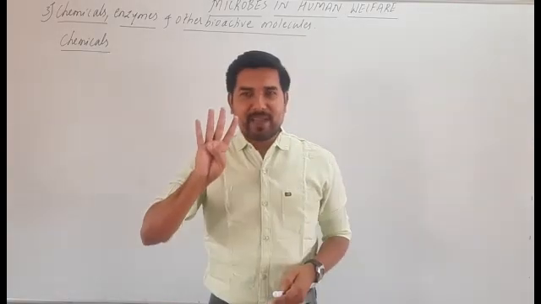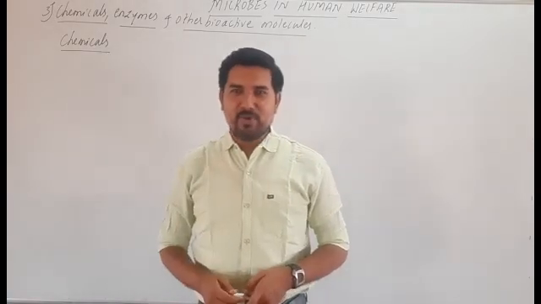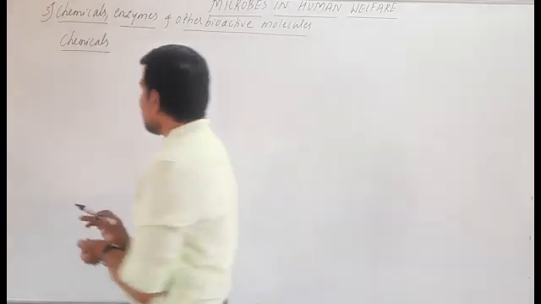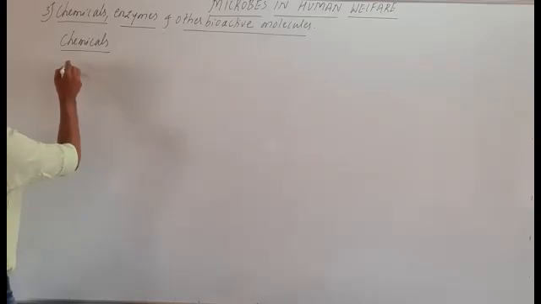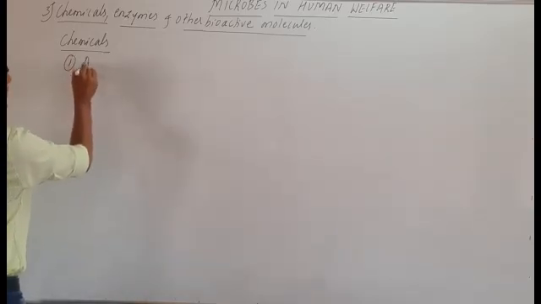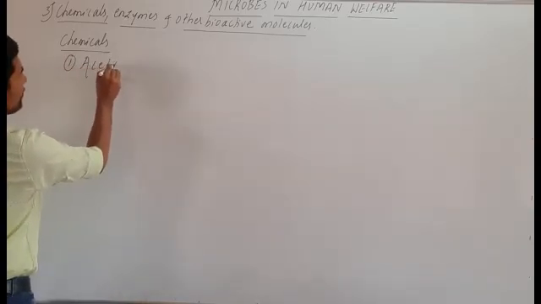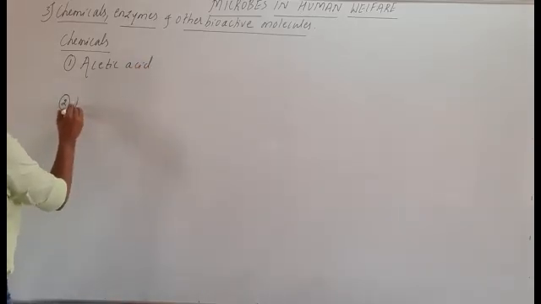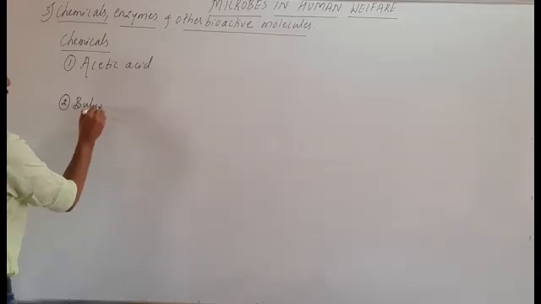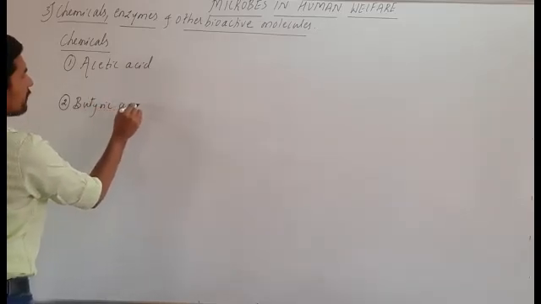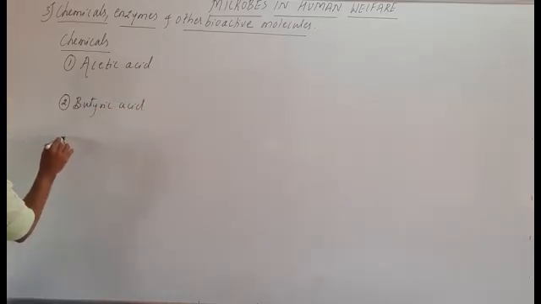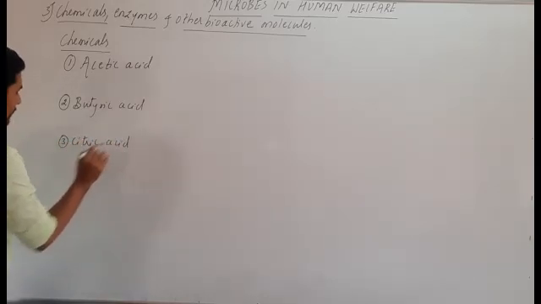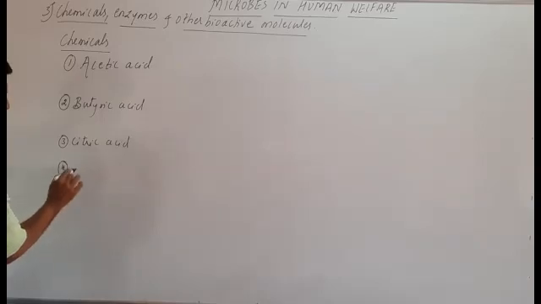Okay. Now let's study a few chemicals. There are 4 chemicals which are given for you. Let's call them ABCL chemicals. So let's look at the first chemical. The first chemical is acetic acid. Second is butyric acid. Third one is citric acid. And the fourth one is lactic acid.